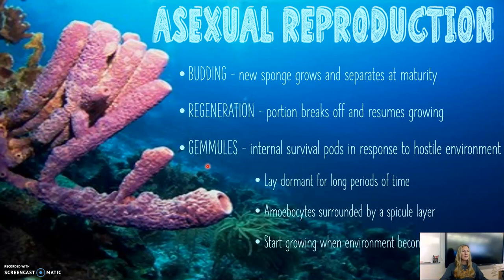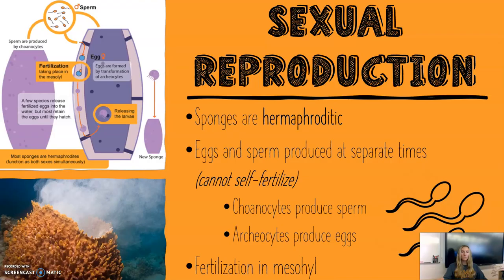And then the last thing, which personally I think is the coolest, are gemmules. Gemmules are these internal survival pods that are there in case a sponge is in some sort of hostile environment. The gemmule cells are going to survive because they're surrounded by a very protective spicule layer, and that gemmule is just going to stay dormant until the environment is acceptable for sponge growth again. Once the environment is favorable, then that gemmule is going to start to grow into a new sponge.